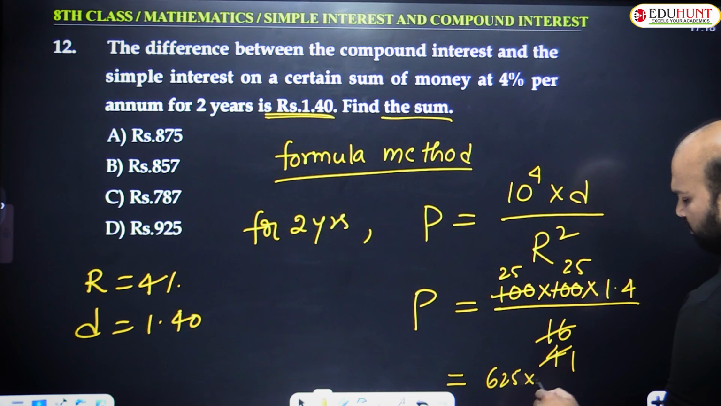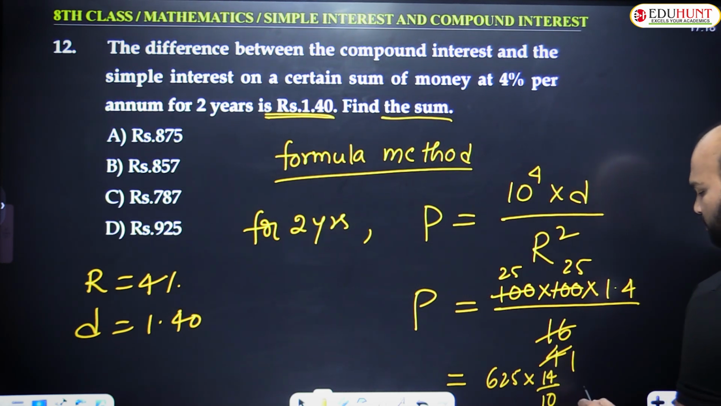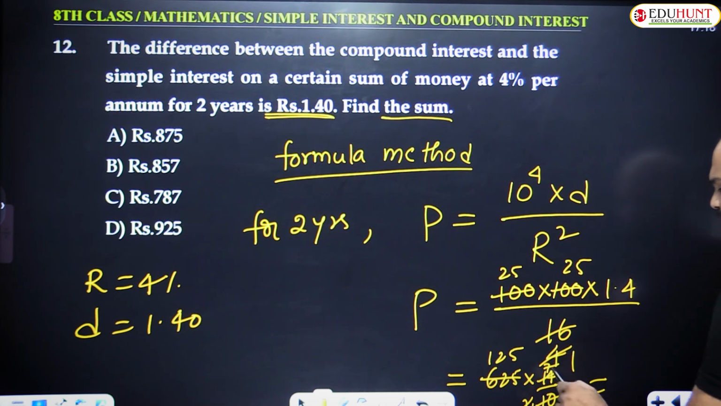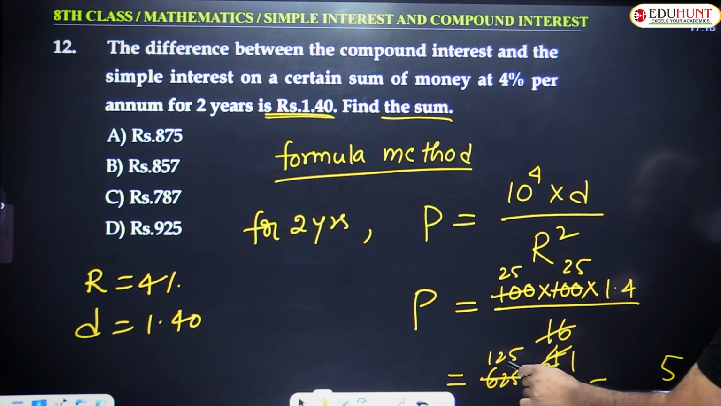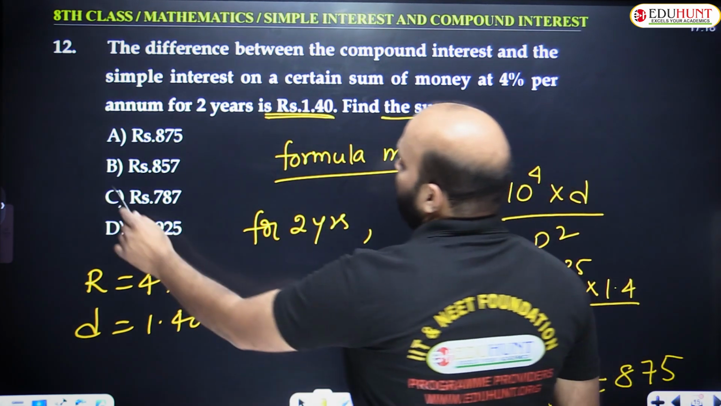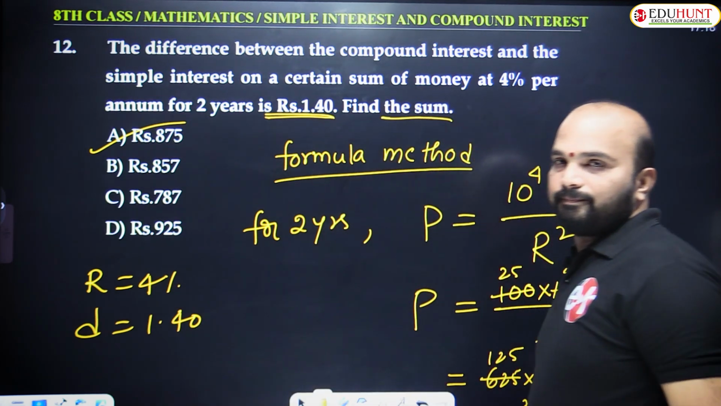625 into 1.4, which can be written as 14 by 10. Am I clear? So 5 125s, 5 2s are 10, 7 2s are 14. Am I clear? 7 into 125: 7 5s are 35, 3 left, 3 carry. 7 2s are 14 plus 3 is 17. Again 1 carry. 7 1s are 7 plus 1 is 8. 875 is the required answer. Option A is the right answer.